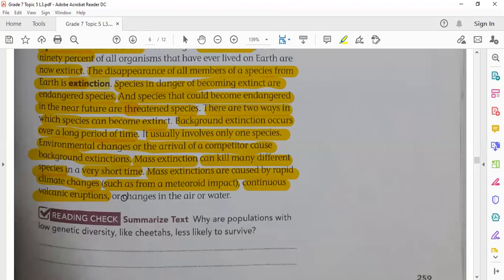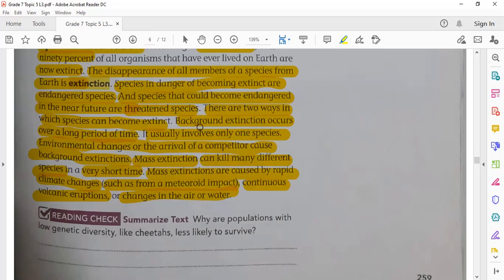Also, there are other environmental or climate changes in the air or water. Suppose that the air is polluted or the water is polluted. This can cause mass extinction. So extinction can be divided into two types: background and mass. Background extinction occurs over a long period of time, while the mass in a short period. This is the first difference. Background happens to one species, while the mass extinction happens to many species.